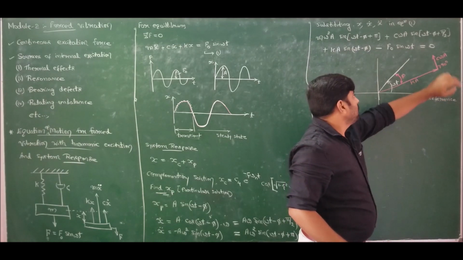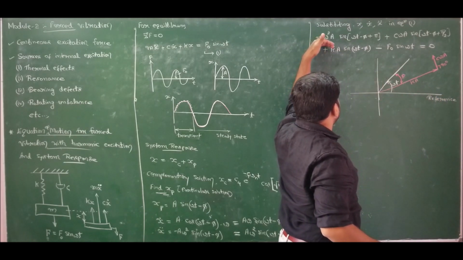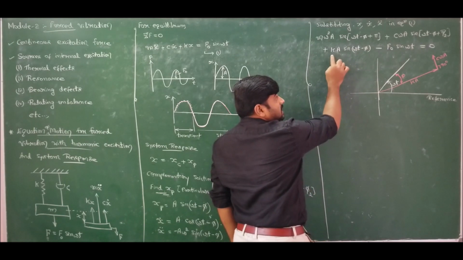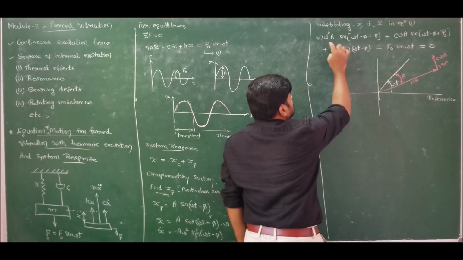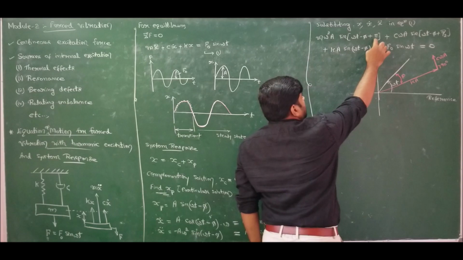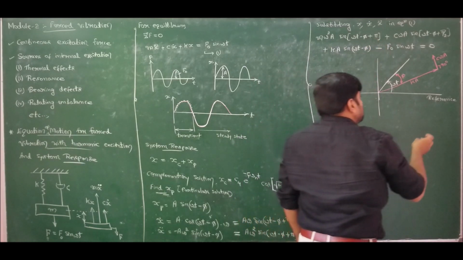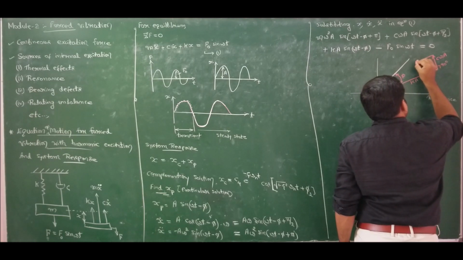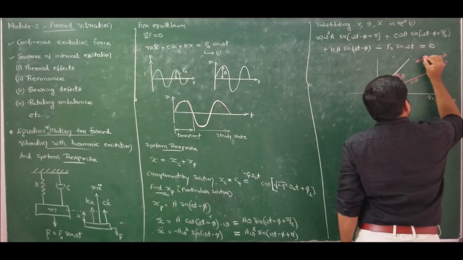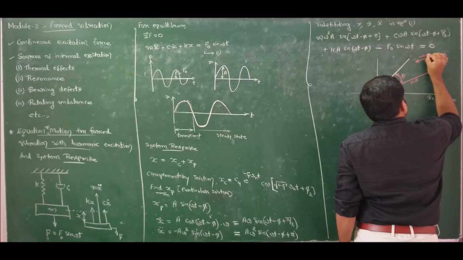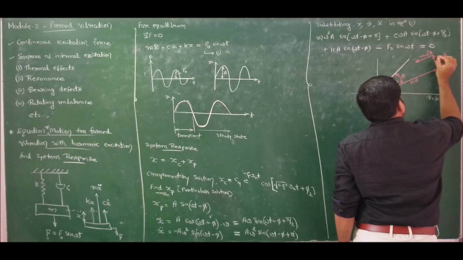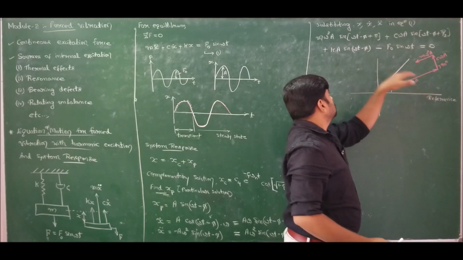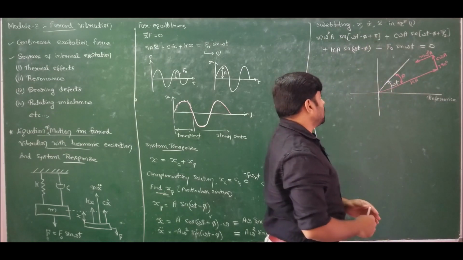Now the inertia force m omega square A is acting at an angle of 180 degrees with reference to the spring force. So at an angle of 180 degrees I have the inertia force, that is m omega square A. What is the angle between the spring force and the inertia force? It is 180 degrees, correct?